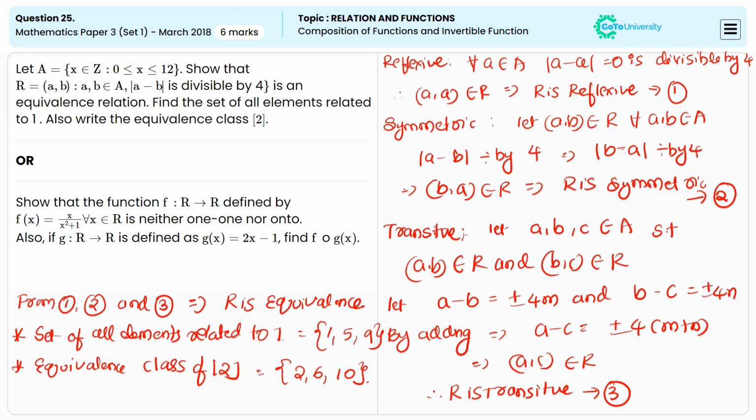So as a 6 mark question, how the marks are distributed is, when you prove this is reflexive, you get 1 mark. When you prove that it is symmetric, you get 1 mark. When you prove that it is transitive, you get 1.5 marks. And finally, using these statements, when you show its equivalence, you get 1.5 marks. And showing the set of all numbers which are related to 1, you get 1 mark. And the equivalence class of 2, you'll get 1 mark. So totally you get 6 marks in this manner.